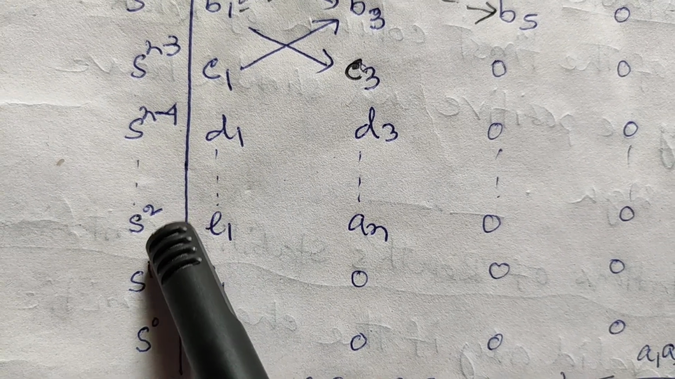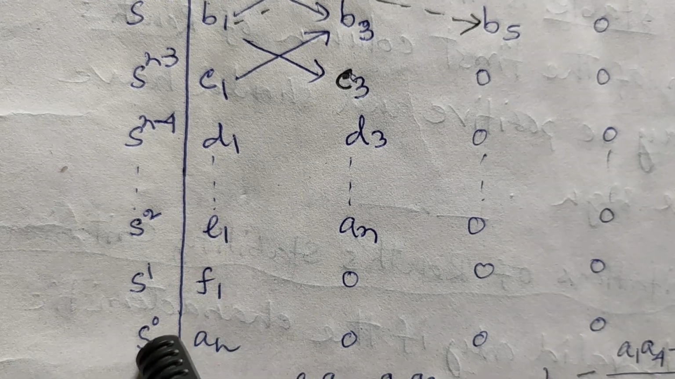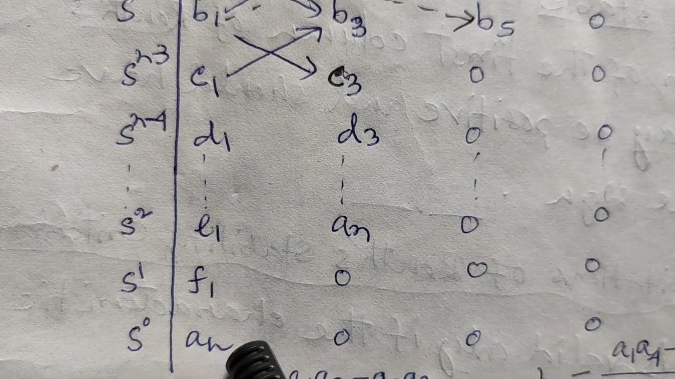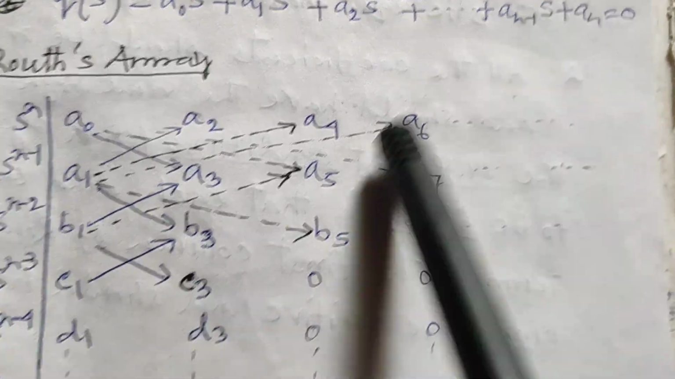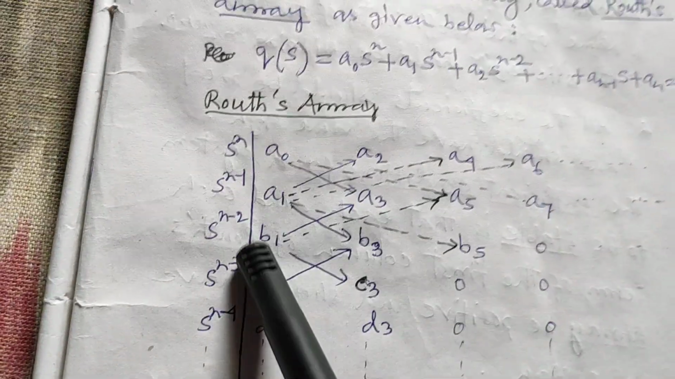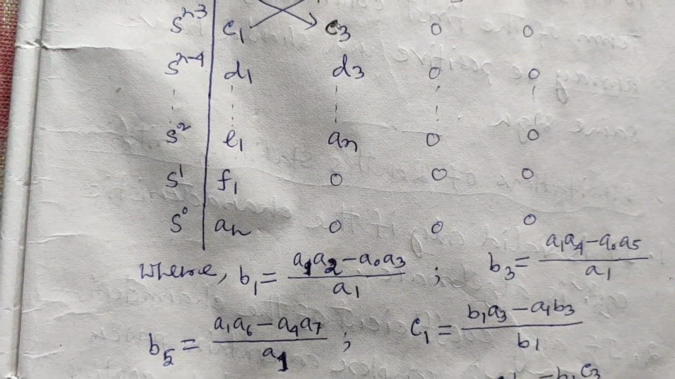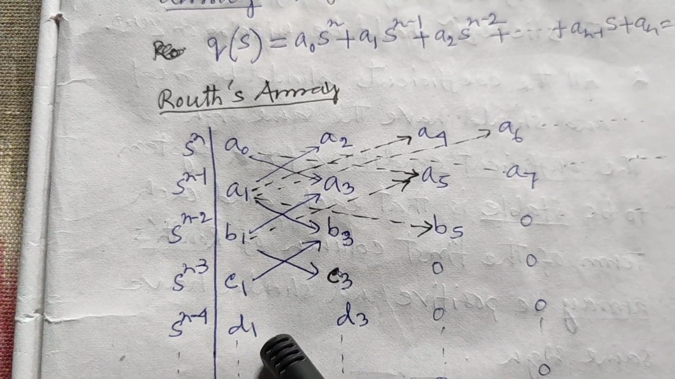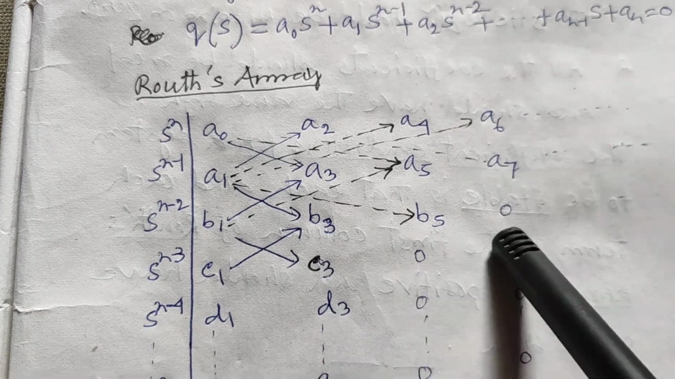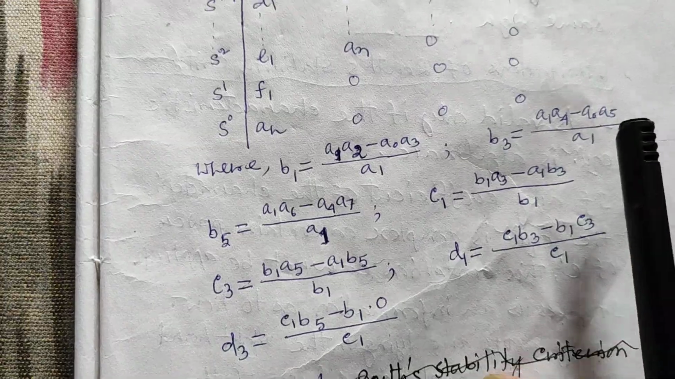And similarly we get s^2, s^1, s^0. For s^2 we say e1, for s^1 we say f1, and for s^0 we say g1. In the case of s^0 we get only one coefficient, the constant term an. Okay. This is called Routh's array. According to Routh's array, we determine if the system is stable or not. The relationships are given here.